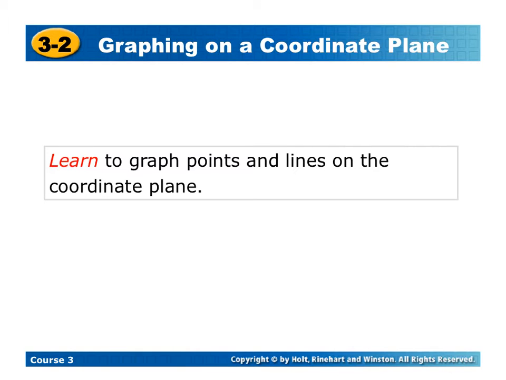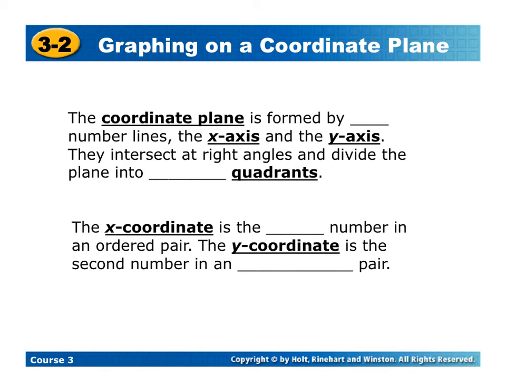Welcome back. Today we are looking at learning about how to graph points and lines on a coordinate plane. So just as a review, in case you don't remember, the coordinate plane is formed by two number lines. Those number lines are the x-axis and the y-axis. They intersect at right angles and divide the plane into 4 quadrants, because if you see that word quad, it means 4.